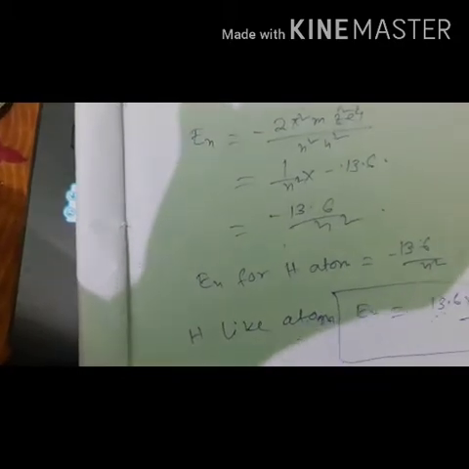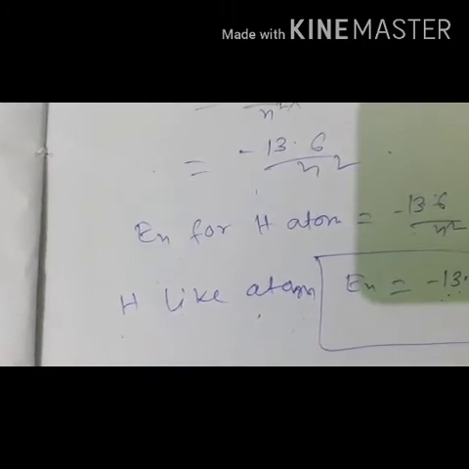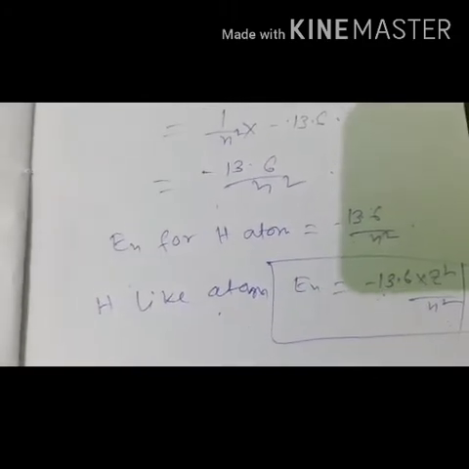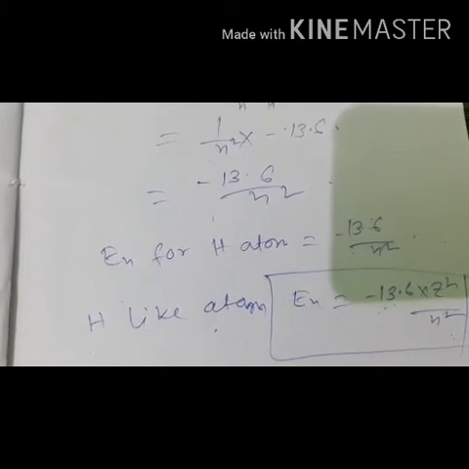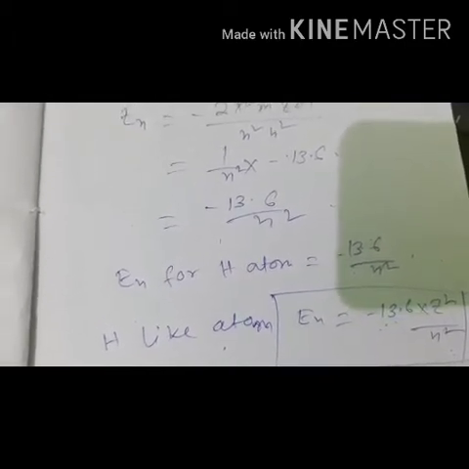Now one more thing you have to know here: what is the significance of the negative sign in the energy expression. Simply, I am explaining here that when the electron was outside the nucleus, outside the atom, then its energy was taken as 0.